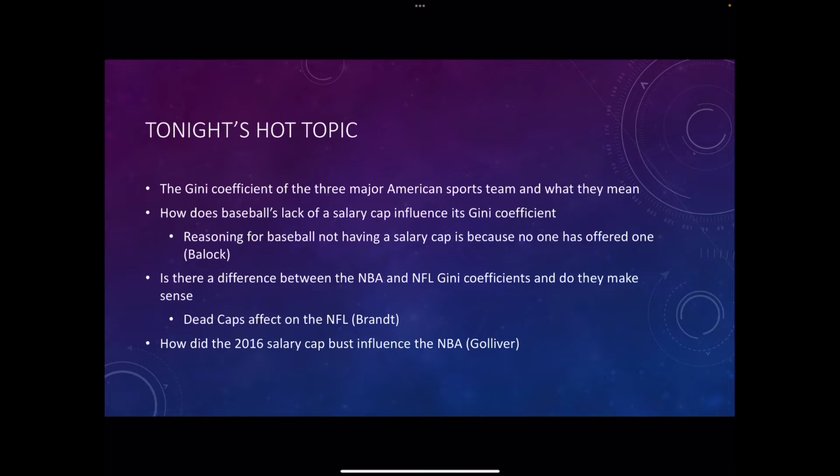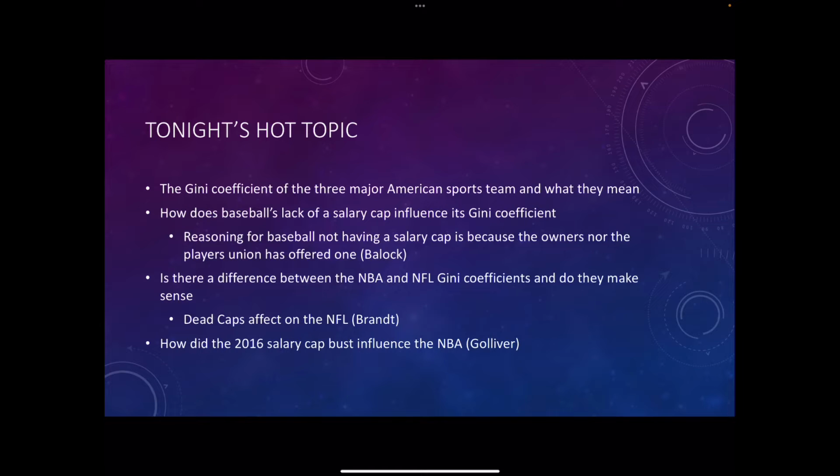Tonight's hot topic, we're going to talk about the Gini coefficient of the three major American sports leagues and what they mean. One of the questions we'd like to answer from these Gini coefficients is how does baseball's lack of a salary cap and salary floor influence its Gini coefficient? The reason for baseball not having a salary cap or salary floor is that neither the owners nor the players' union has offered one. This is most likely because the players want to keep getting money, so with no salary cap the big teams can keep spending a lot of money on them, whereas the owners, if they implement a salary cap, will probably have a salary floor, and they will not want that.